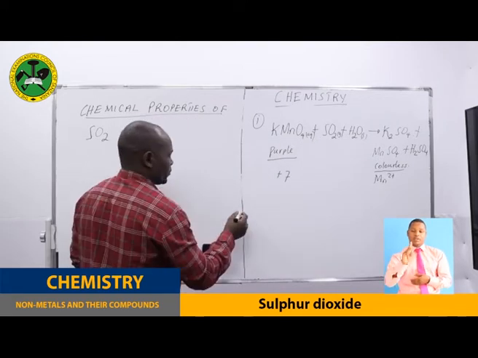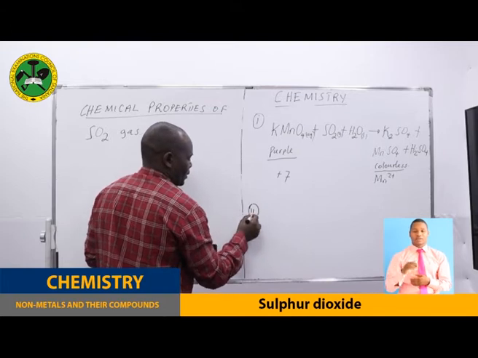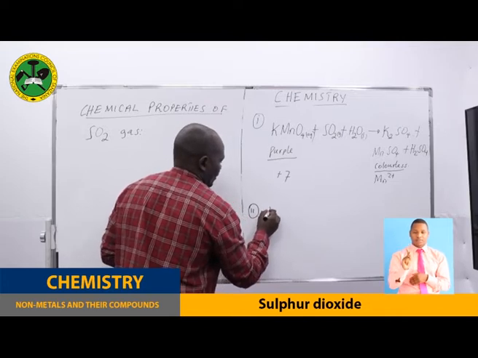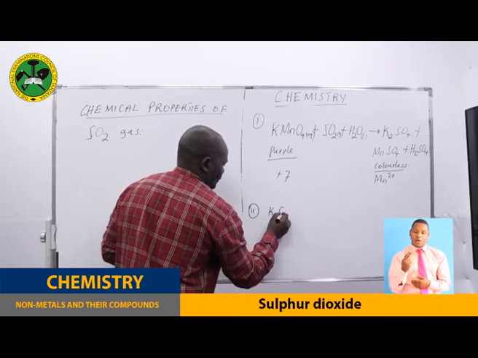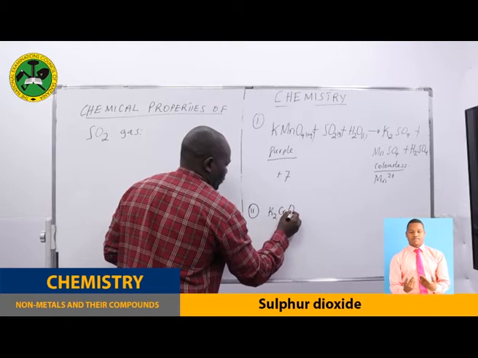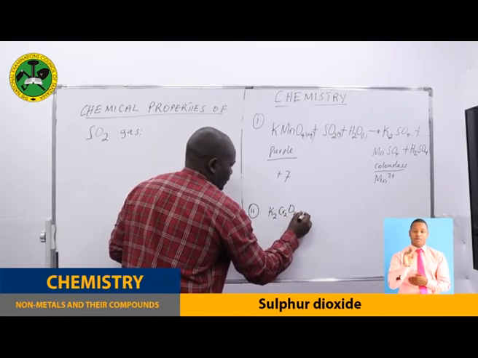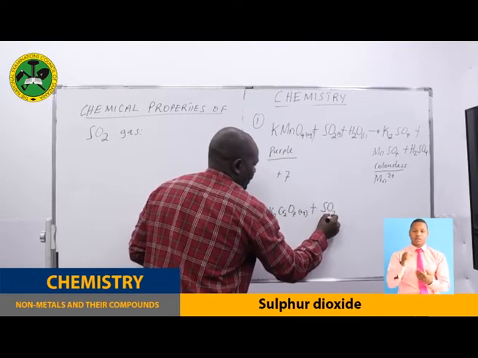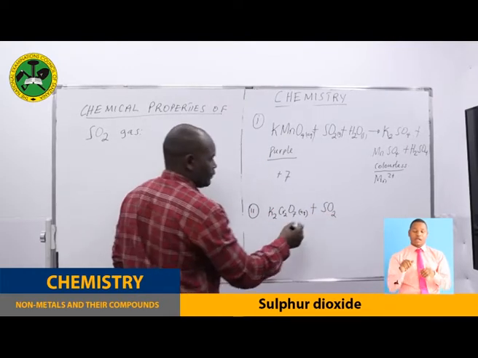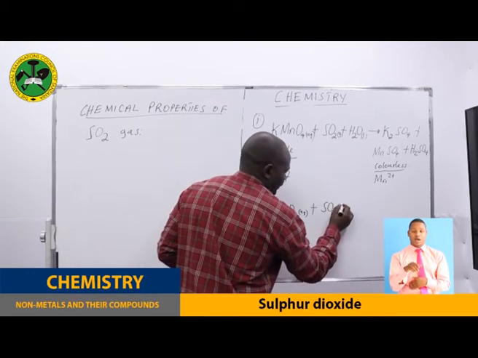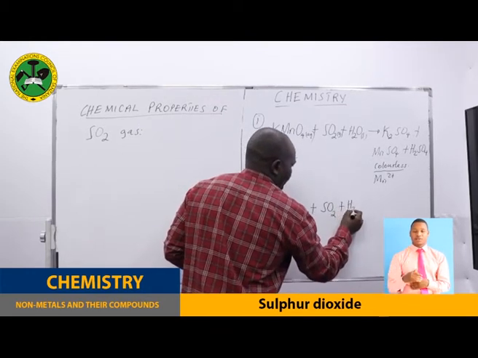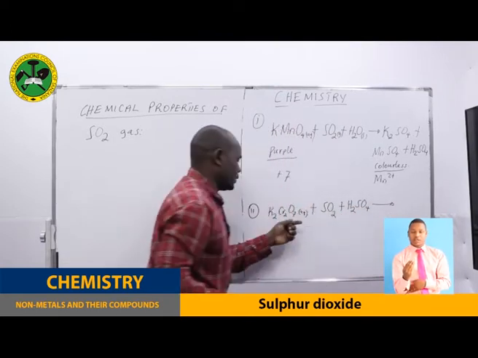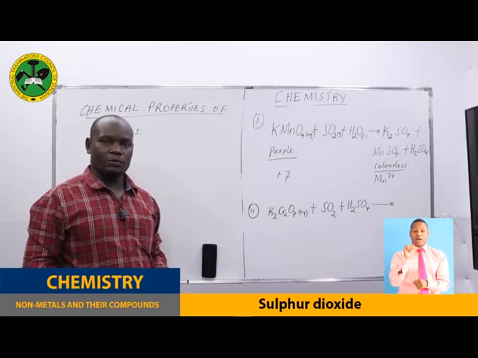We can consider also the reaction of potassium dichromate. This is potassium dichromate. When it reacts with sulfur dioxide, it must be acidified potassium dichromate. For acidification, we add sulfuric acid. So sulfuric acid here is for acidification of potassium dichromate.